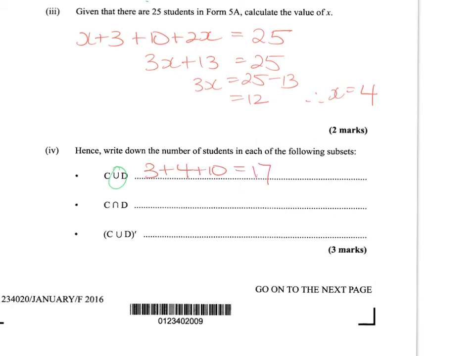C intersect D. This symbol here is intersect. So we want to know how much is in the part where they intersect, and we worked that out. Now it's x, which was 4.